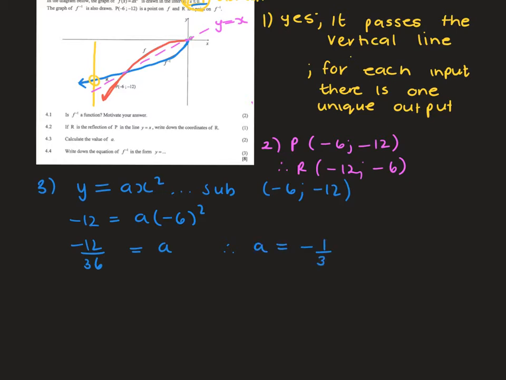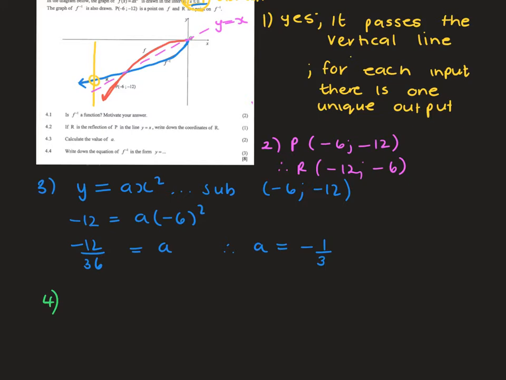That looks really good. I want a to be negative because we can see that it's an arms-down parabola. So we are spot on there. Good job. Last one, question 4. Write down the equation of the inverse in the form y equals.